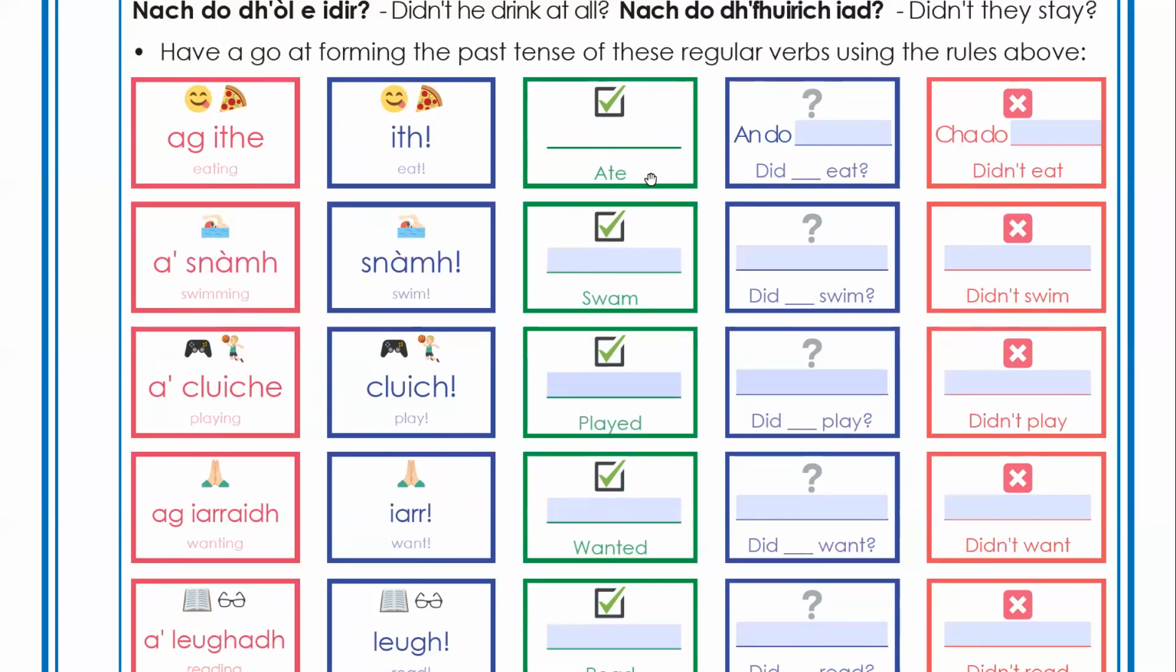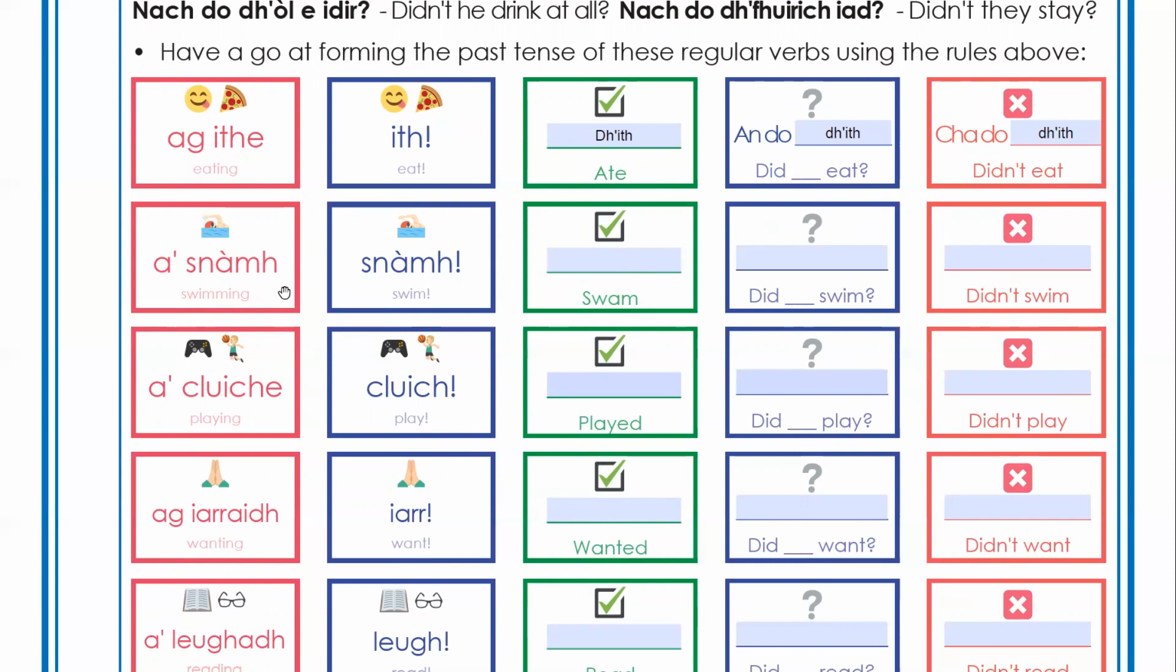So how would we get ate, the past tense? Well, it starts with a vowel, so we know it needs to be DH. And then it's just the root form. And the question, did eat? Well, and do, cha do, they remain. We still need this DH. Same. So it starts with a vowel, so it takes the DH, and it stays the same across the board.